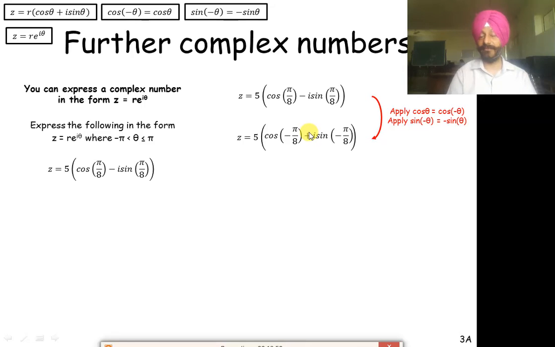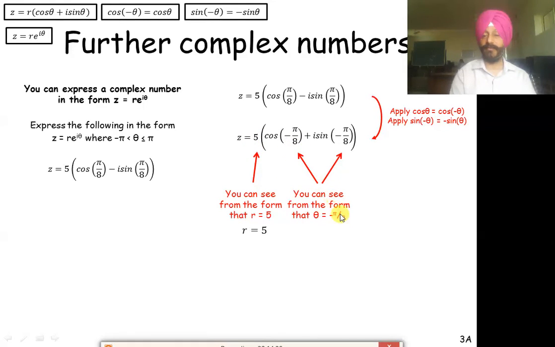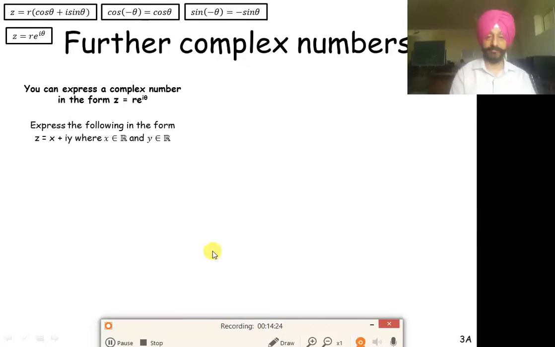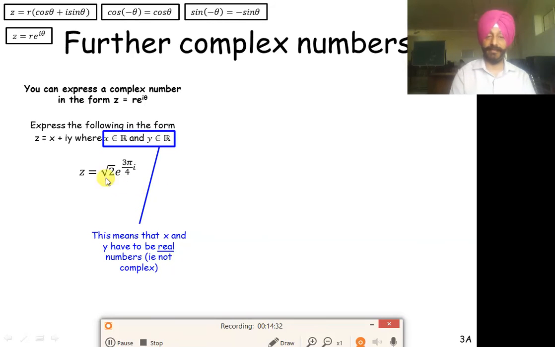So, we adjust this first and then using these two formulas, we see that r is equal to 5 and the argument becomes minus pi by 8. So, this can be written as z is equal to r e raised to the power i theta, which is equal to 5 e raised to the power minus pi by 8 i. So, let us see another one. Here we have this question and we want to convert it into r cos theta plus i r sin theta, or x plus i y, where x is real and y is real.